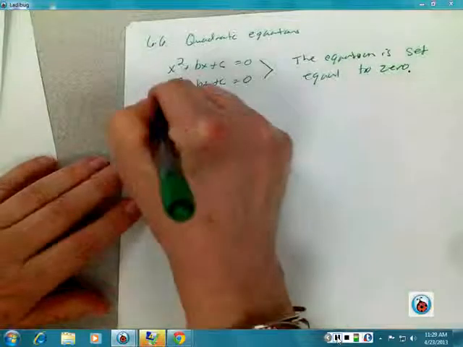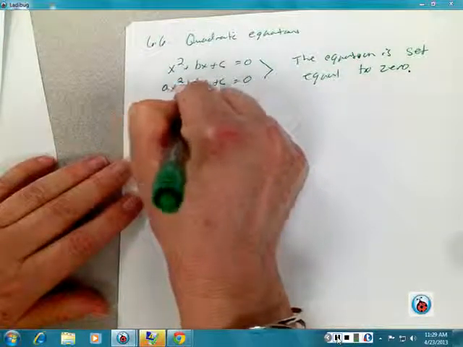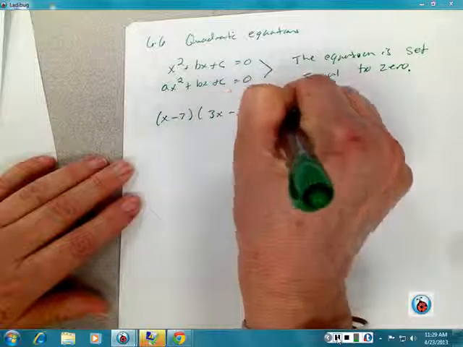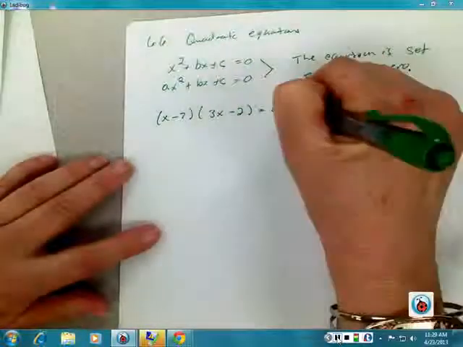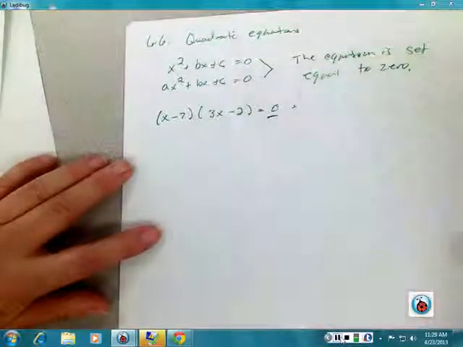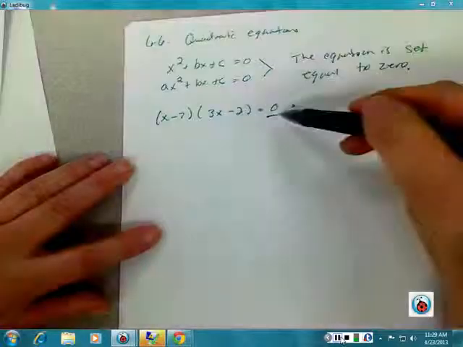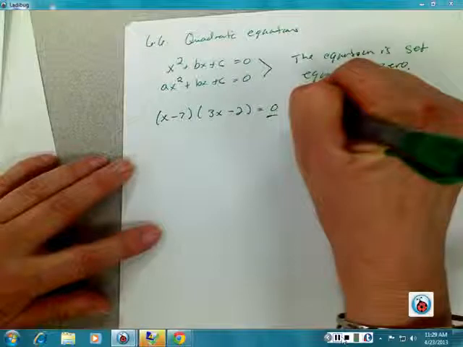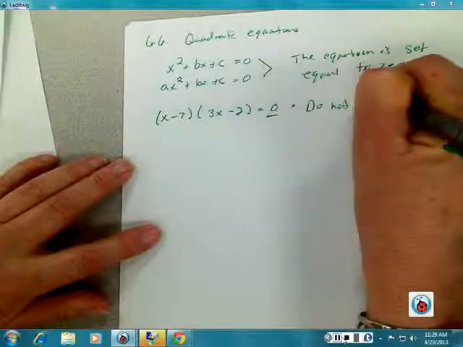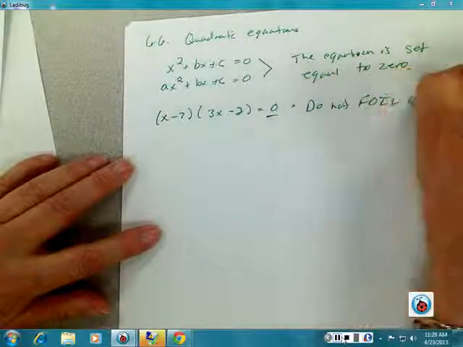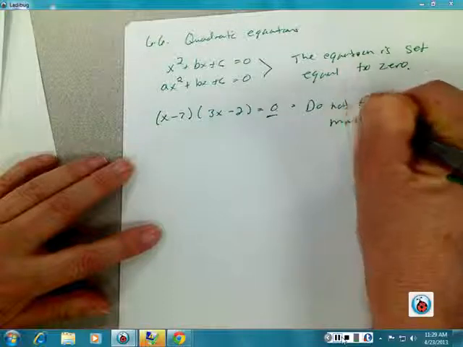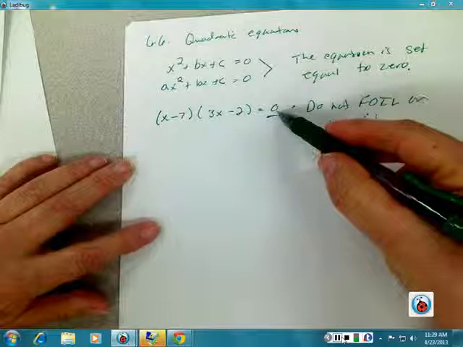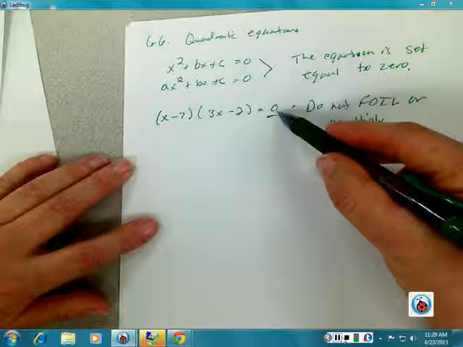So some of our problems that they'll give you start out already being factored for you. And if they're already factored and it's set equal to 0, that's our key piece in here, is that we do have it equal to 0. And if it's set equal to 0, do not FOIL or multiply. If it's not set equal to 0, then we do need to FOIL it, and then we'll talk about those in a little bit as we work our way through these.